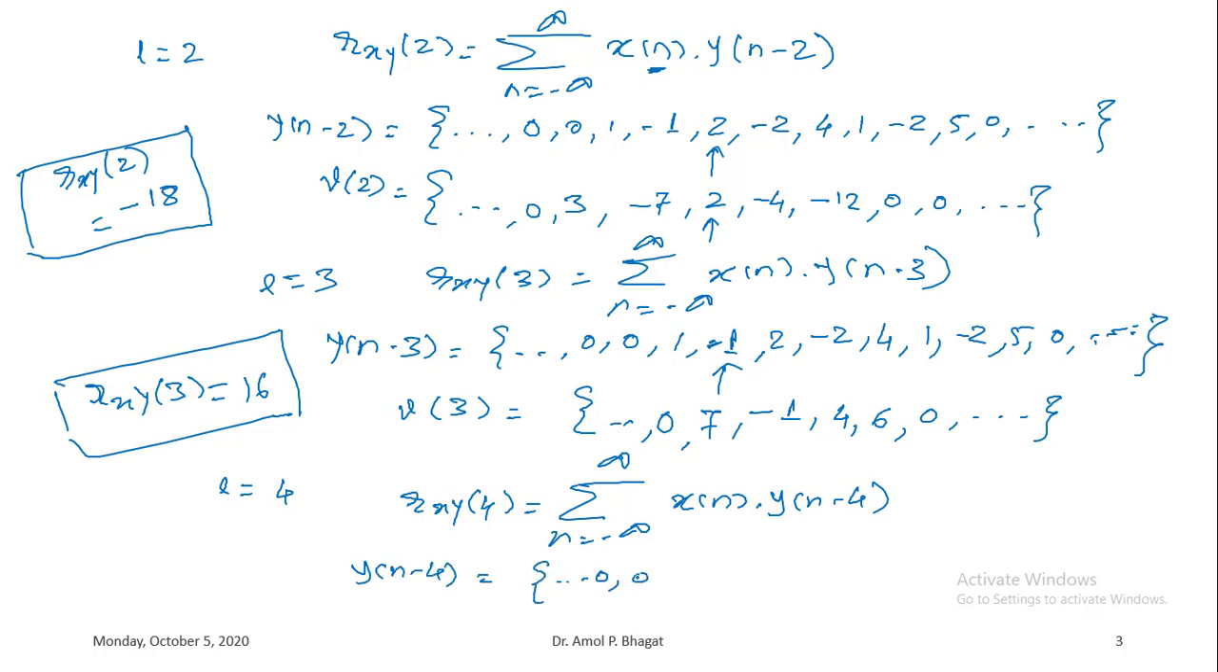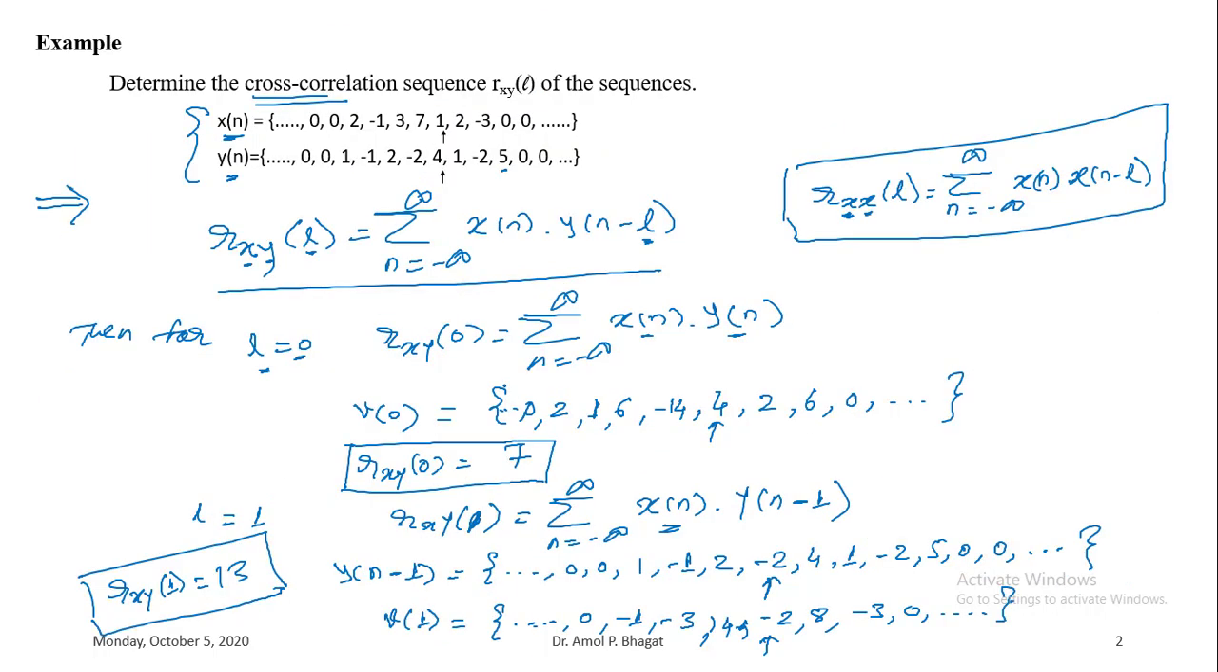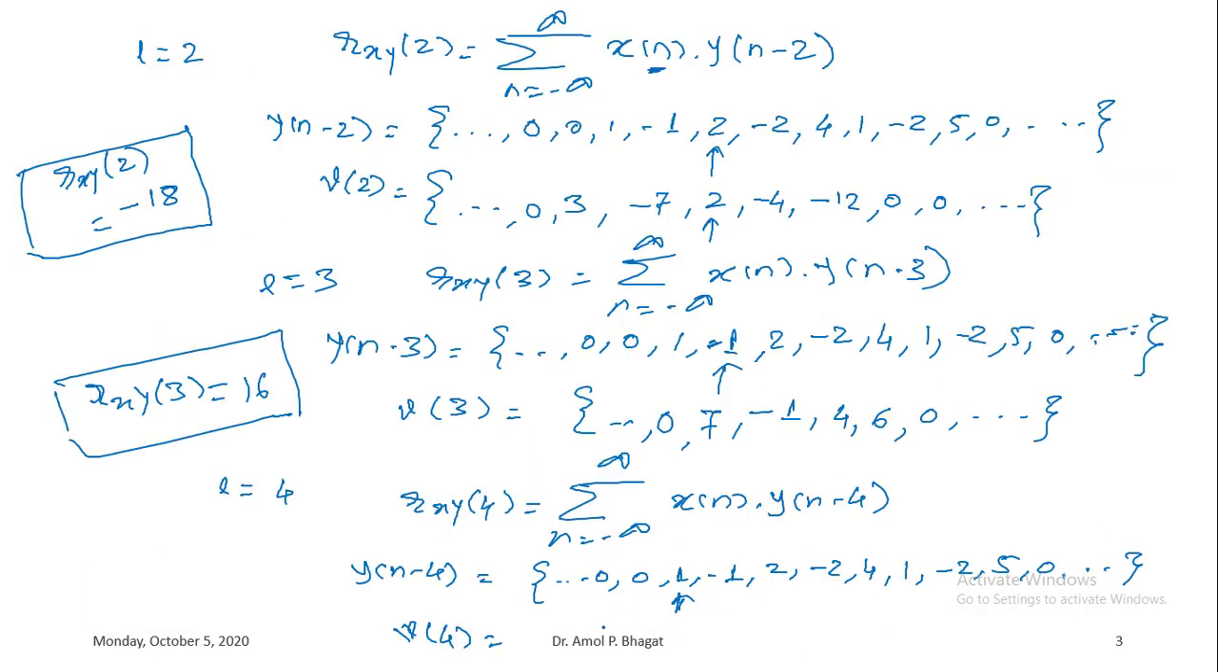So it will be 0 0, right, 1 minus 1 2 minus 2 4 1 minus 2 5 0 and so on, right? So origin was at minus 1, now it will be at 1. Again it will be delayed by one sample compared to y of n minus 3. Again I will write down the product sequence, that is v of 4. At origin it is one value here, in the original sequence x of n it is 1, so 1 multiplied by 1 will be 1. So I'll write down the sequence here.